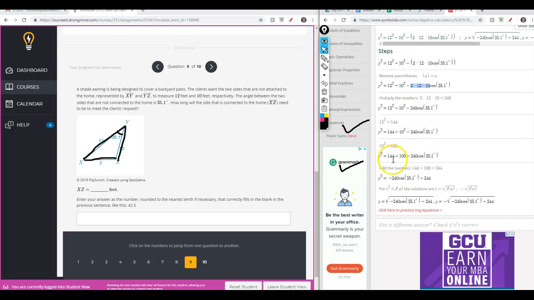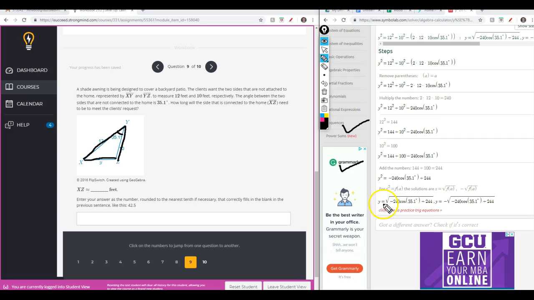And then you add 144 and 100 to get 244, and so that's how they ended up with that number there. And they used the commutative property to just move this minus 240 cosine of 35.1 to the front and the 244 to the back, which is okay. And then since this is being squared, this says to square root the right sides and negative square root.